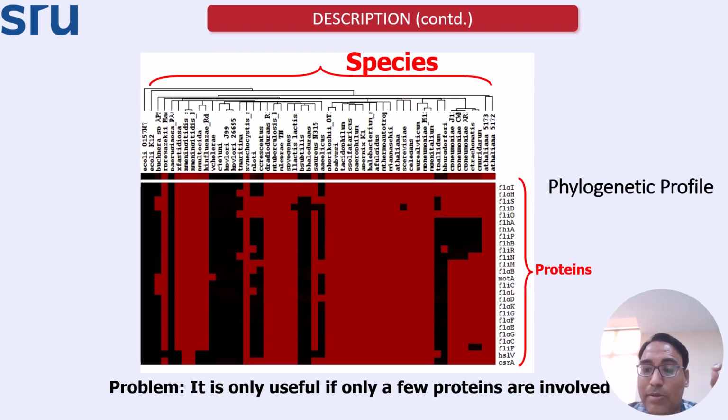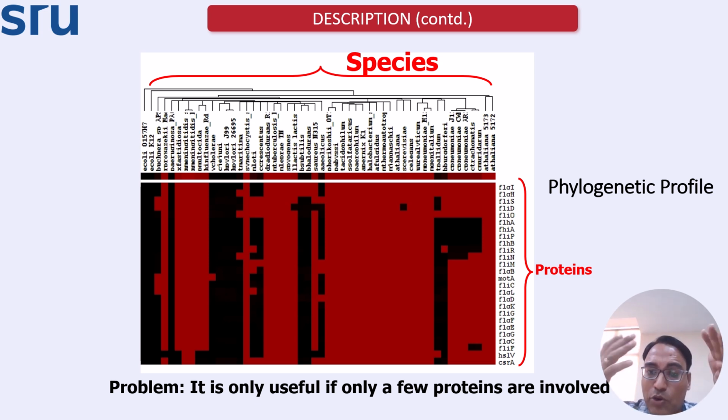Now this is a diagram I am taking from some research paper. Here the presence or absence of multiple different proteins is shown for several different species. And this is the beauty of the phylogenetic profile. Okay. So now, what is the limitation here? I hope you will be able to understand now.